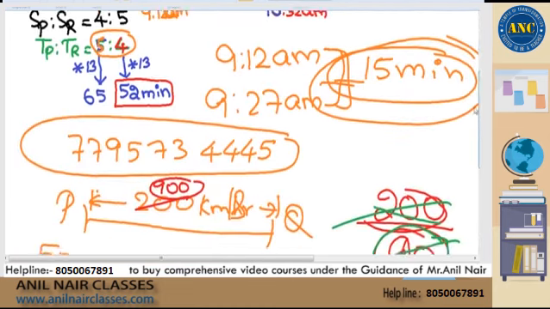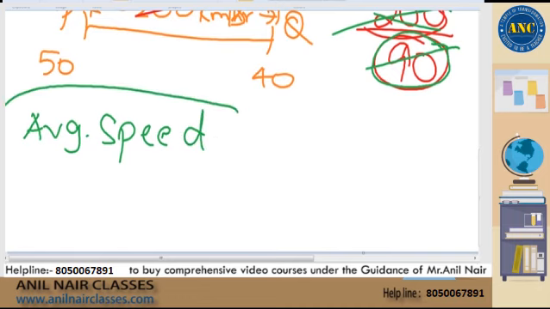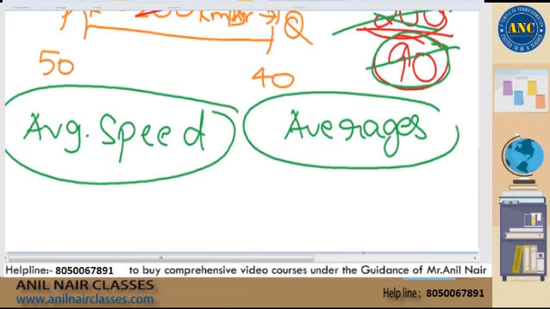Now, before I wind up the session, there is another topic in time, speed and distance called average speed. Today's session is not averages. Somewhere in this week, I have planned to take a topic on averages, mixtures and alligations. When I take the averages topic, I will also discuss the average speed topic in that case. I hope it is clear, sir.